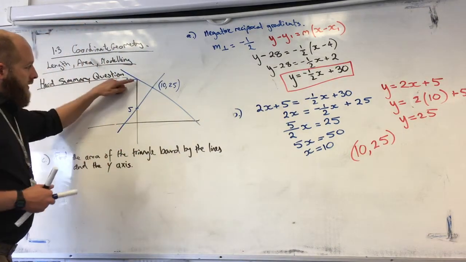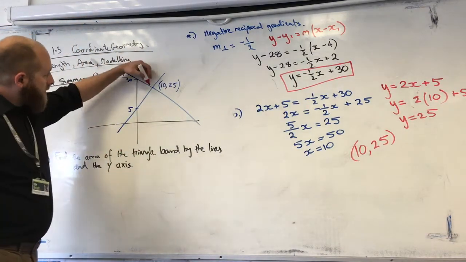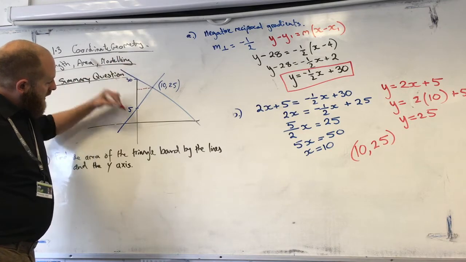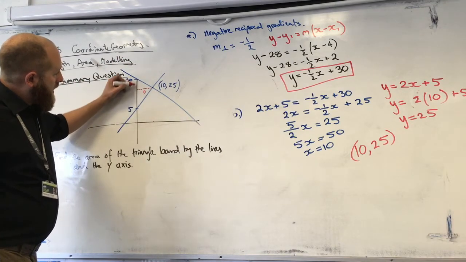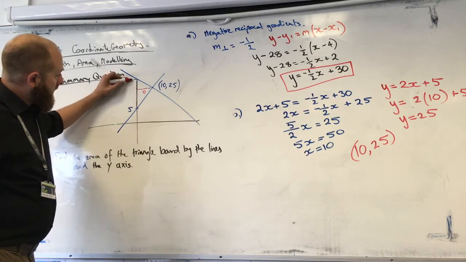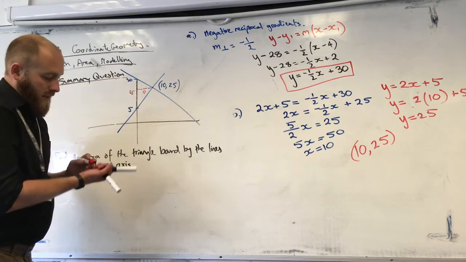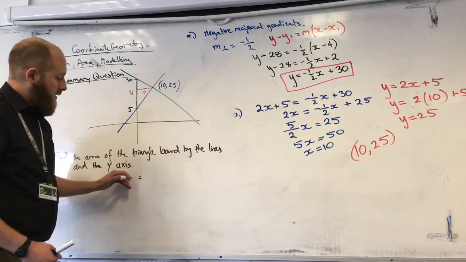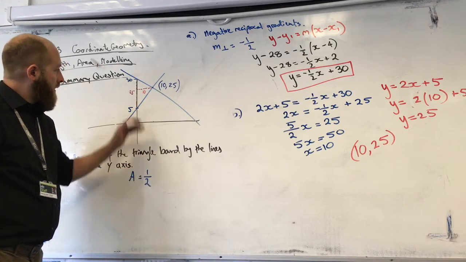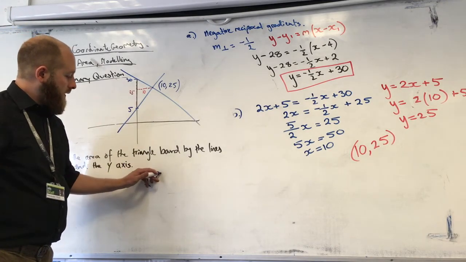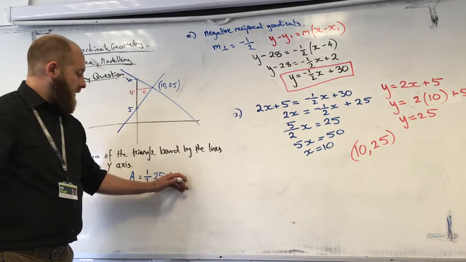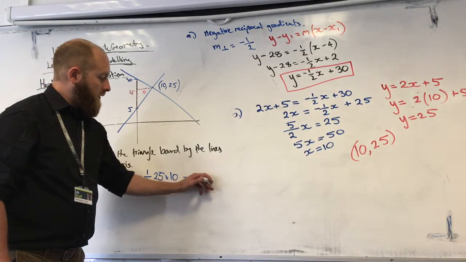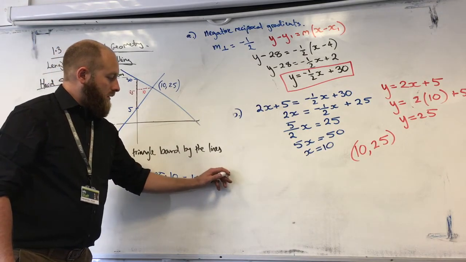So we've got the area of this triangle. Again, we can see the height of this triangle is going to be from 0 up to 10. And the base of this triangle is going to be 30 take away 5, 25. So the area of the triangle is half times base 25 times the height 10, which is going to give us an area of 125 units squared.